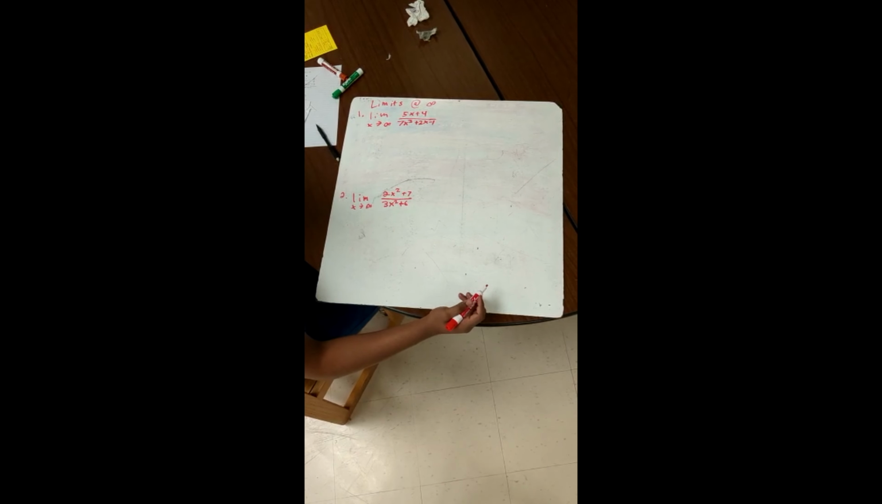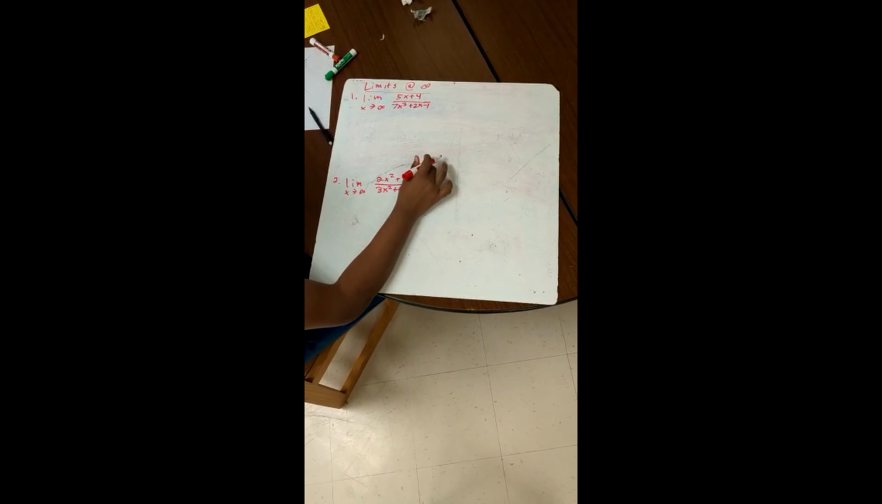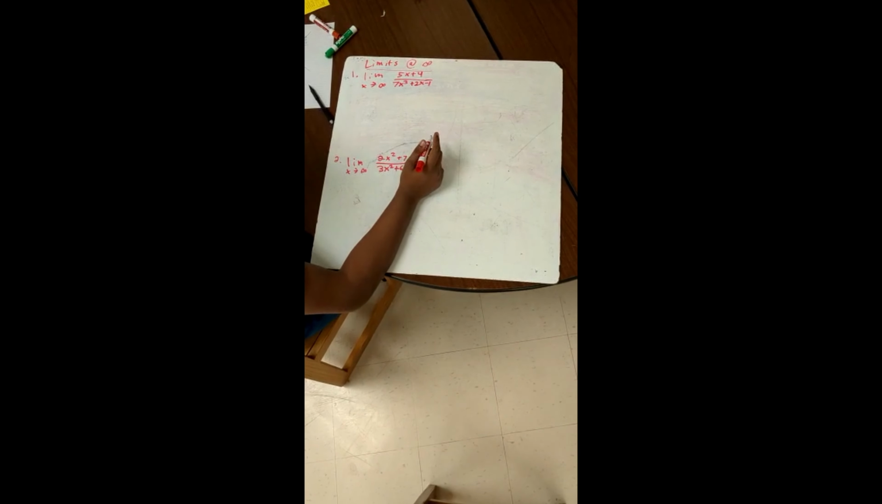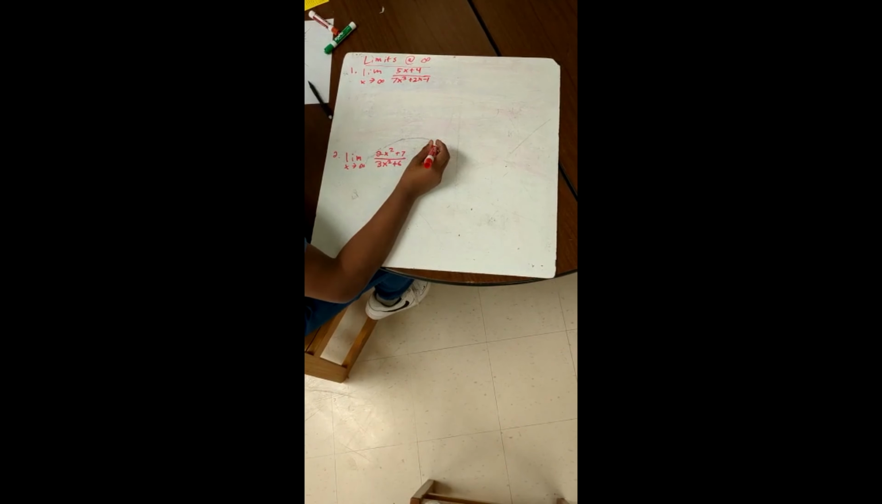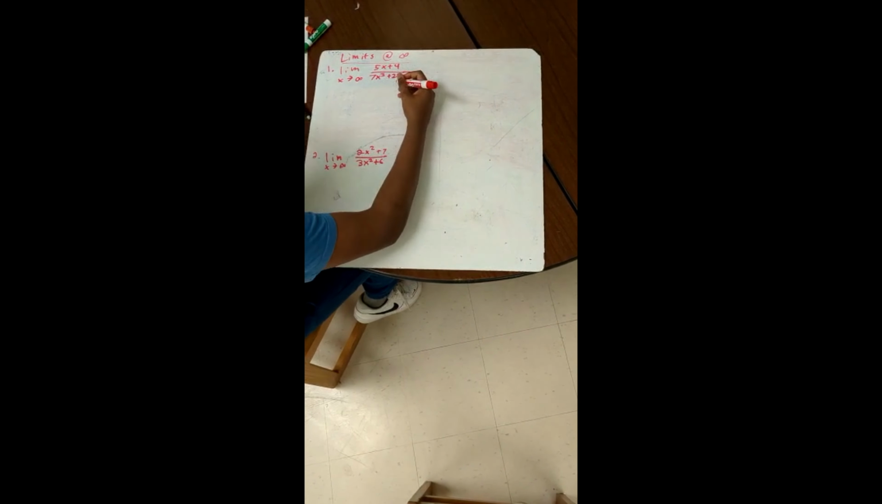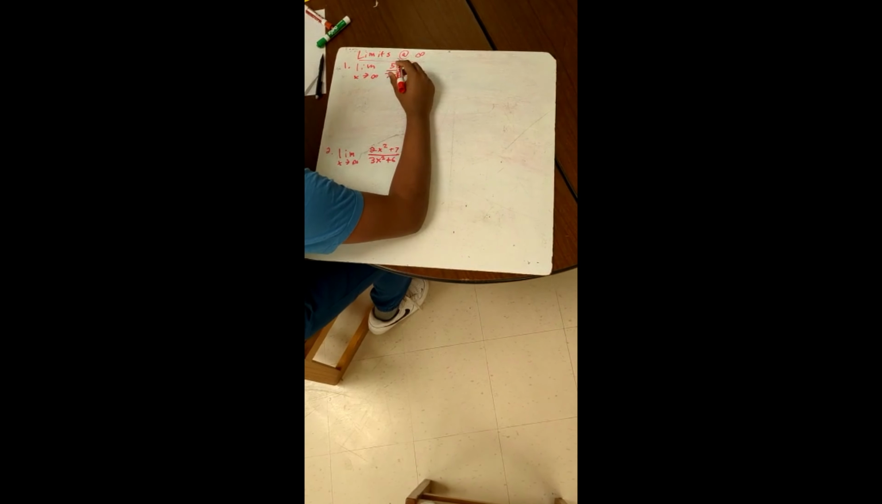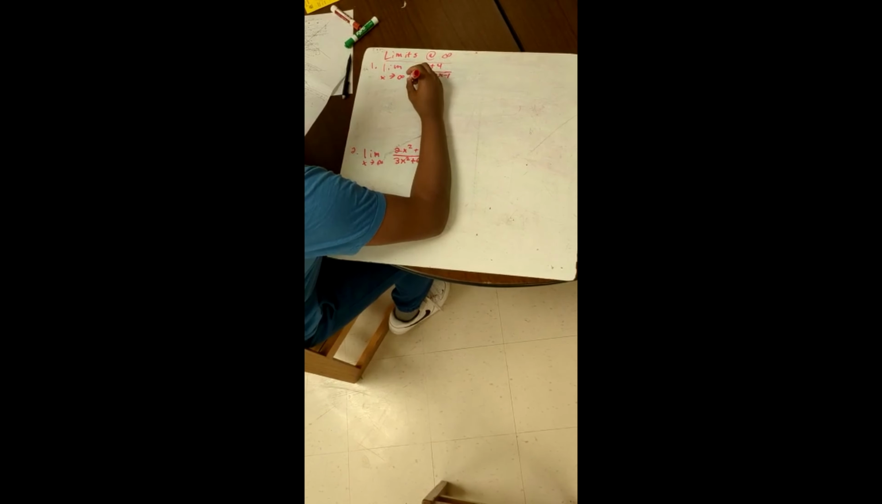Alright, so this example is limits at infinity. And for me, I find this the most challenging because it's kind of confusing. But I'm going to solve two problems with limits at infinity over here. And so basically what you can do with this problem is divide everything by x cubed.